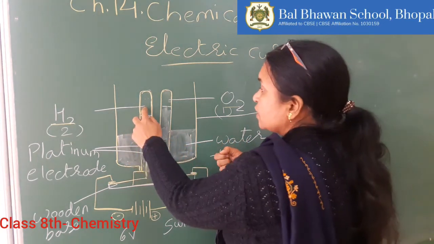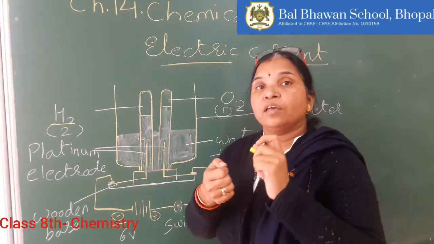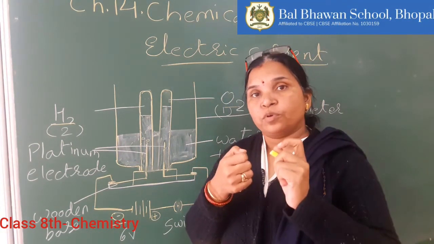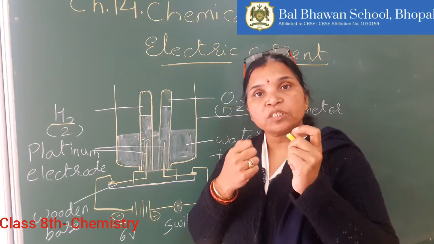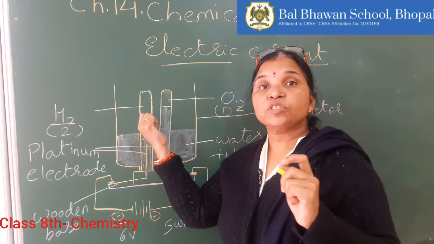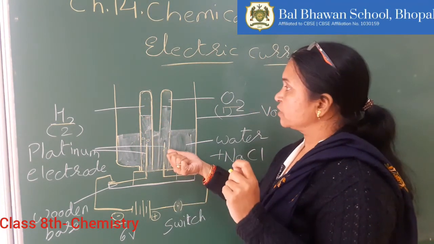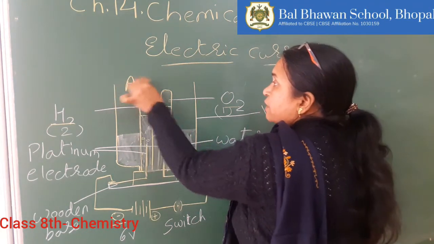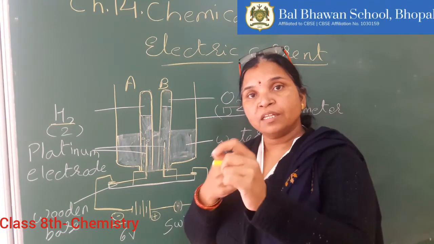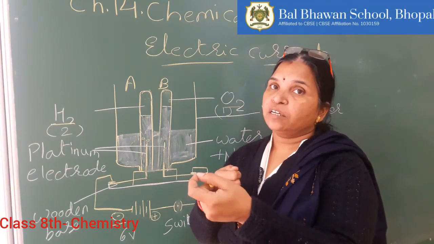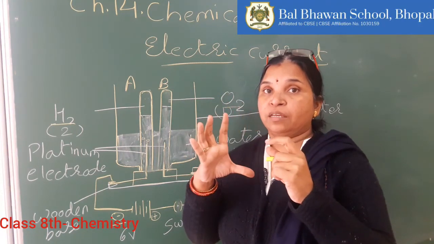In the case of the first test tube, which is connected to the negative terminal, you will observe a pop sound. The gas will burn with a pop sound. That is an indication that the produced gas is hydrogen gas. And in the case of the second test tube, suppose this is A, this is B. In case of B, you will observe that when I am taking the burning matchstick near the mouth of the test tube, the flame of the matchstick will become bright.